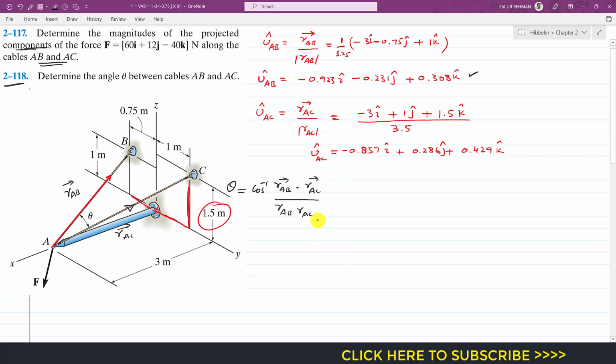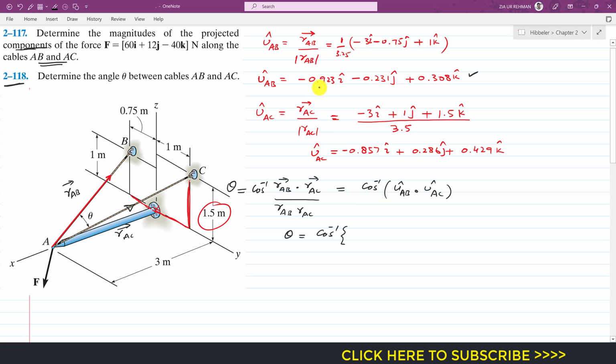And now you people can see that the position vector AB divided by its magnitude is the unit vector along AB, and similarly this is the unit vector along AC. So we can say that theta is equal to cos inverse UAB dot UAC. So now we need to take the dot product of both of these. So again we need to multiply I with I, J with J, and K with K.